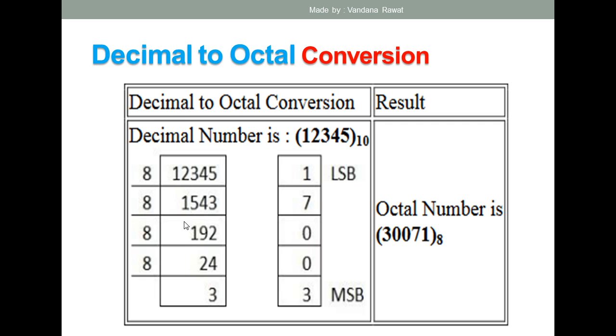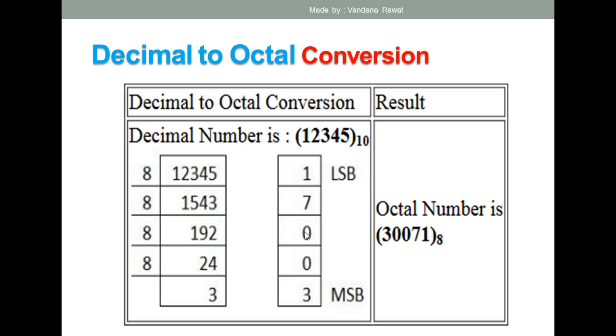And then again you will divide this number, that is 192. So 8 twos are 16. Then 17, 18 and 19. That means it will be 32, and 8 fours are 32. That means this number is completely divided by 8. That means in the remainder part you are getting 0.